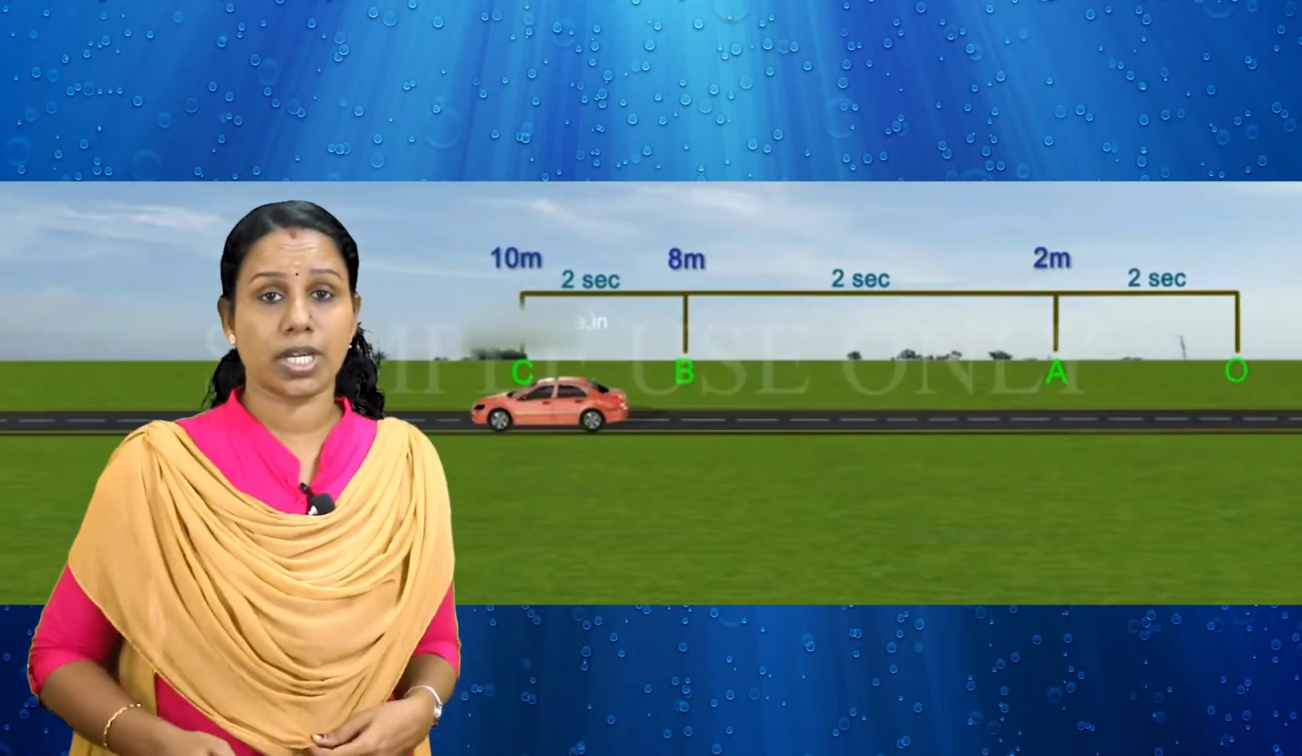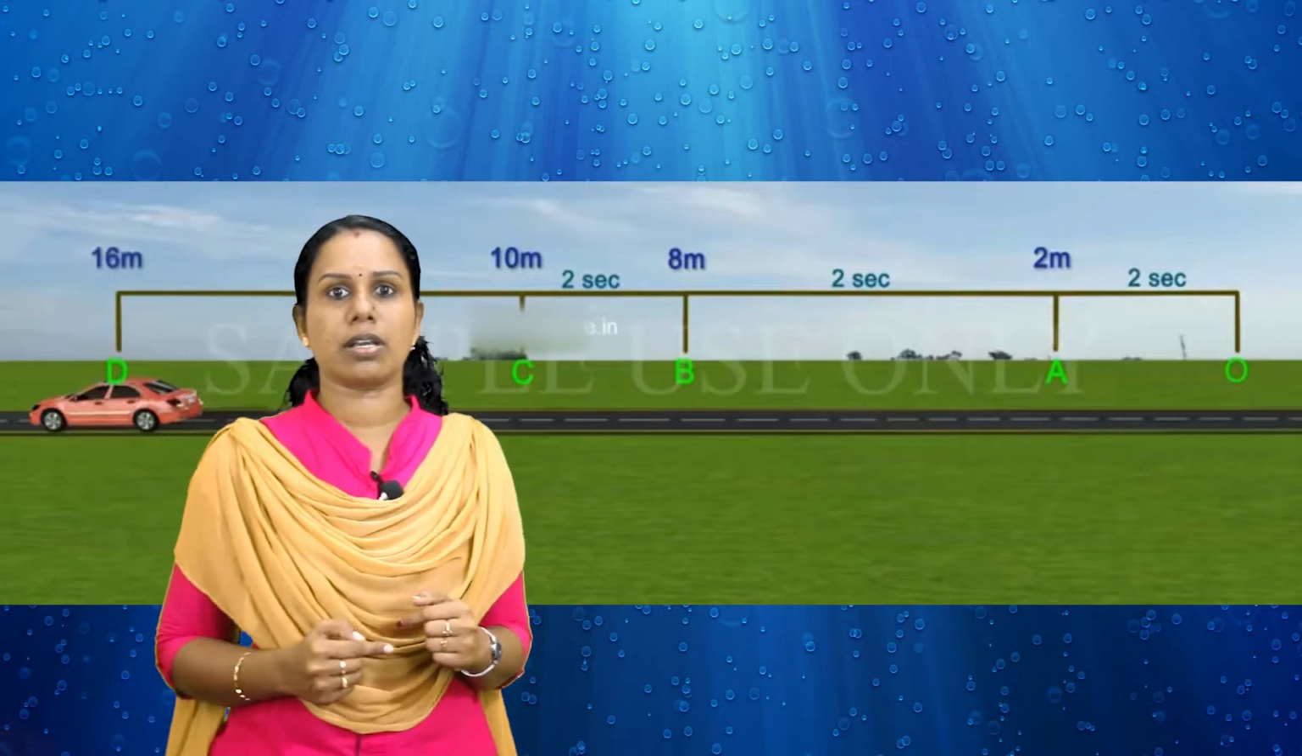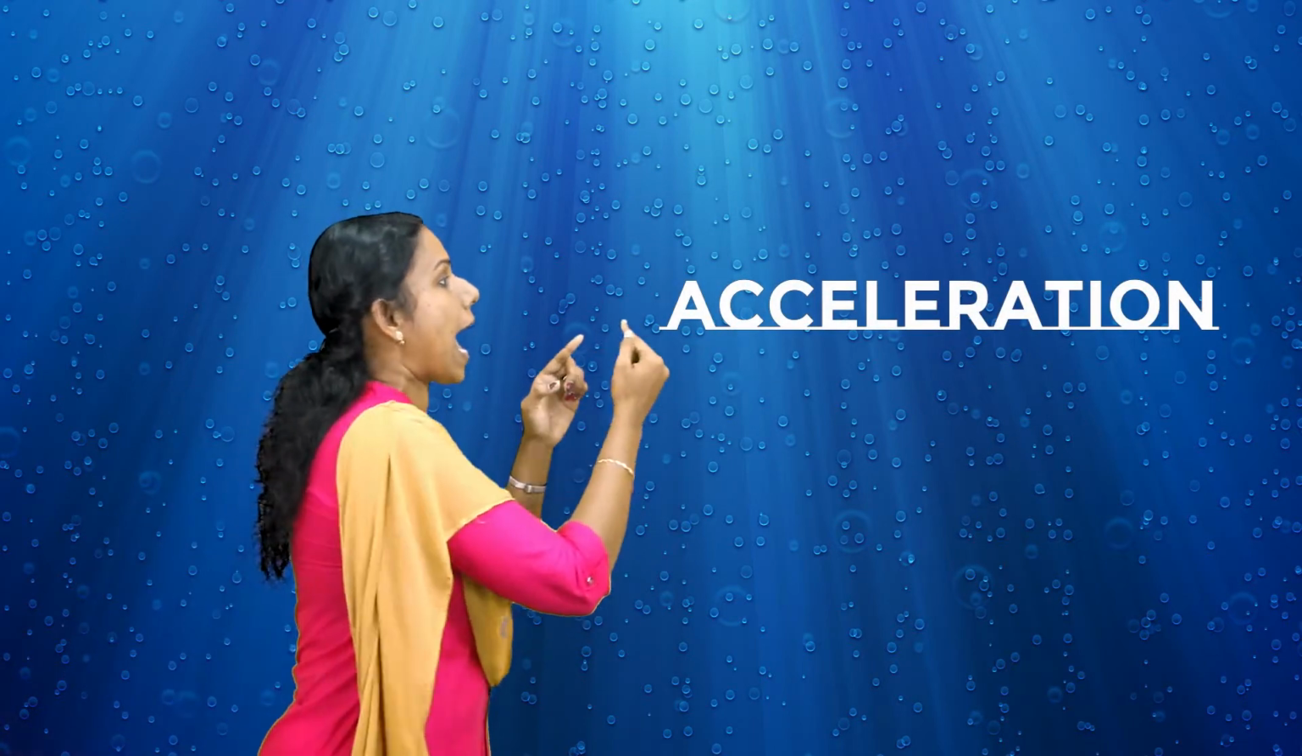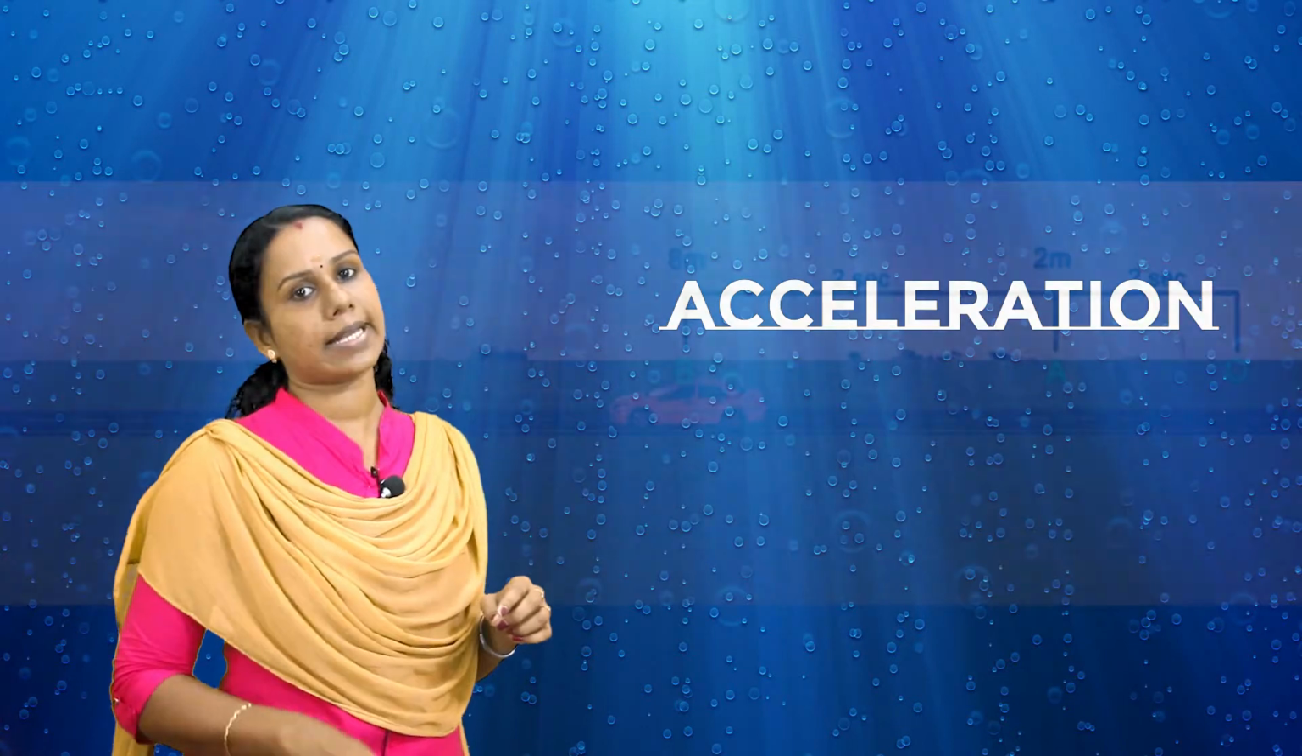If speed or velocity is changing, how will we measure the motion? We need another quantity, another parameter to measure the motion. And that is our next characteristic. It is acceleration. So let us see what is acceleration.